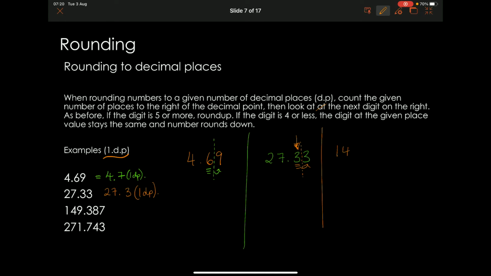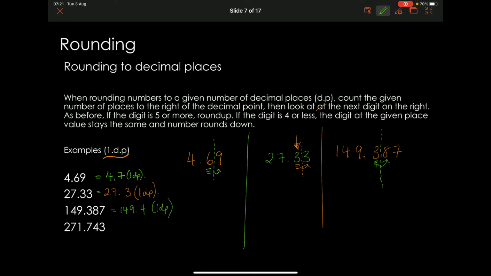Then we've got 149.387. Again, you're only rounding to 1 decimal place, so we just need to stop there. So are we going to leave that 3 as it is, or are we going to change it to a 4? Look at the number on the right, it's an 8. 8 is 5 or above, so it rounds up. So it would become 149.4 to 1 decimal place.